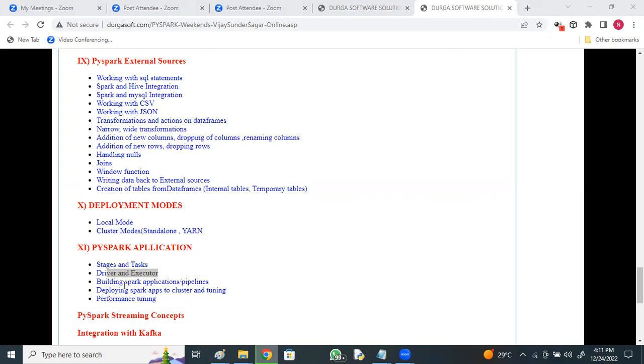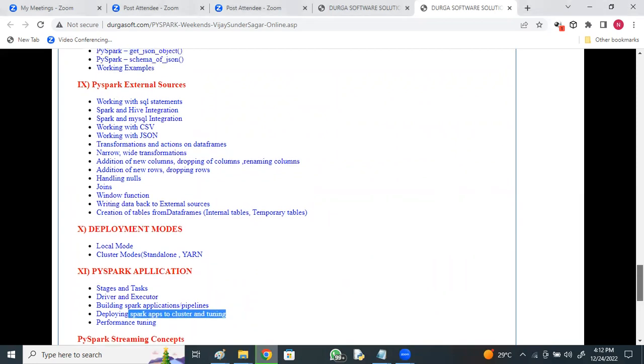Right. Building Spark applications or pipelines, deploying Spark applications to a cluster, performance tuning, and PySpark streaming concepts. Integration with Kafka, other things, right?